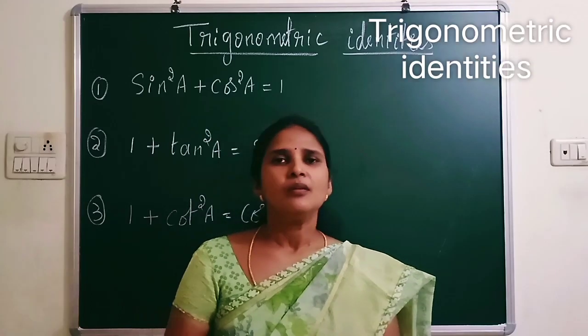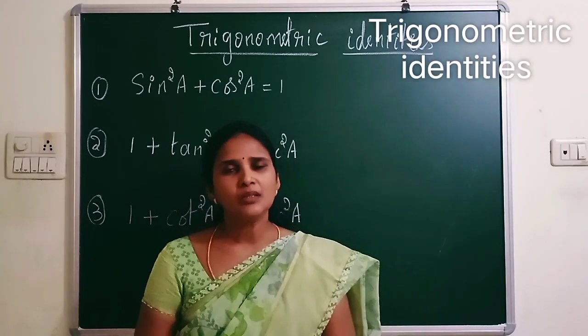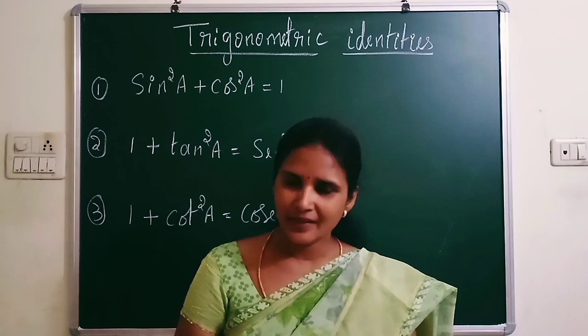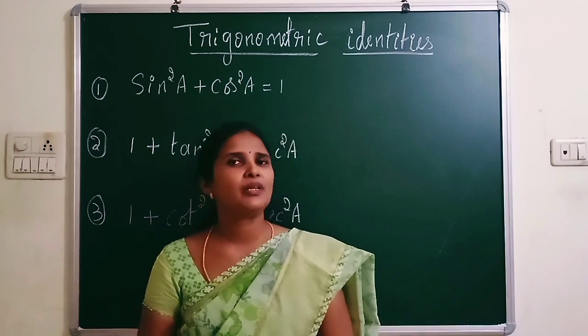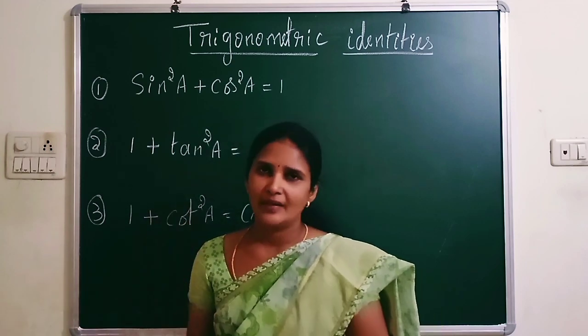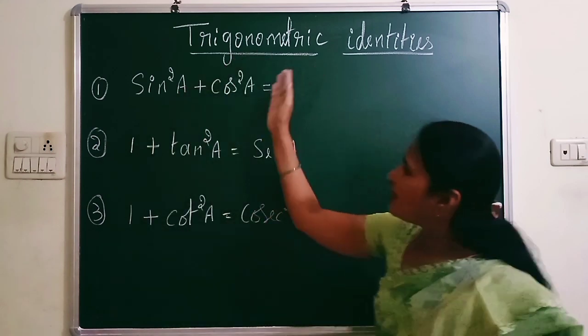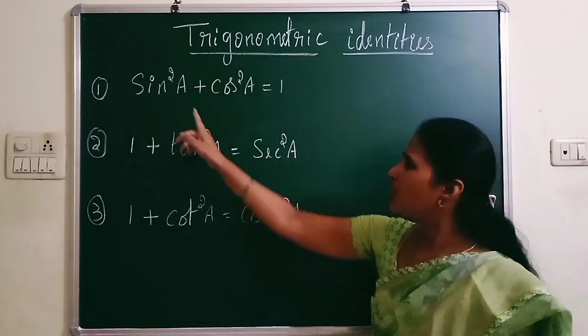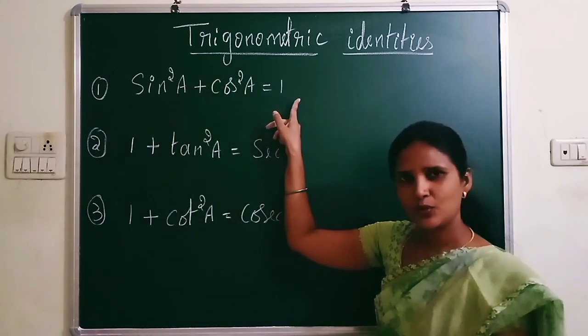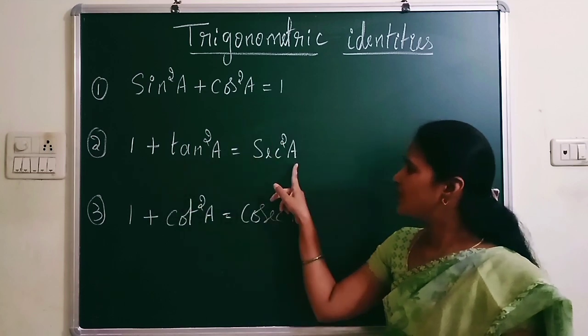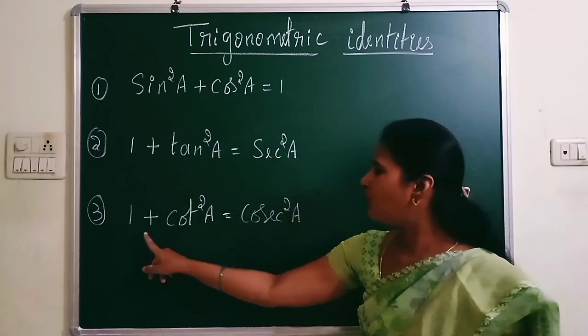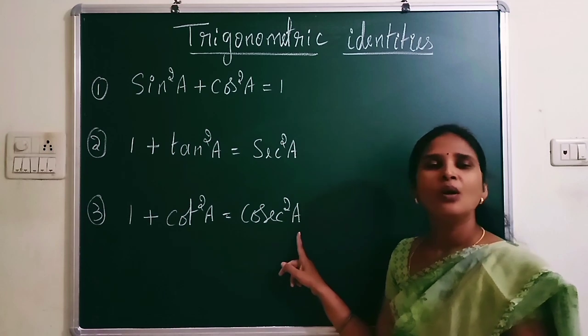Namaste everyone. In this video I am going to learn about trigonometric identities in the Introduction to Trigonometry chapter. So what are trigonometric identities? You can see there are three trigonometric identities here. One is sin square A plus cos square A equals 1, 1 plus tan square A is equal to sec square A, and 1 plus cot square A equals cosec square A.